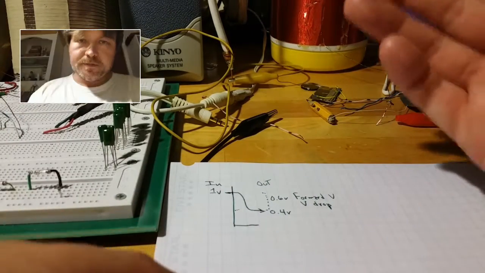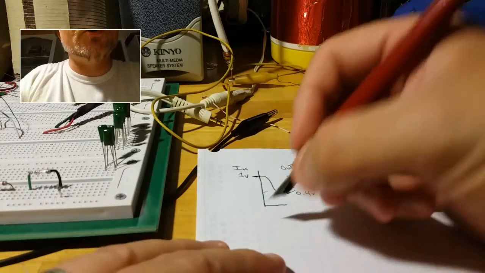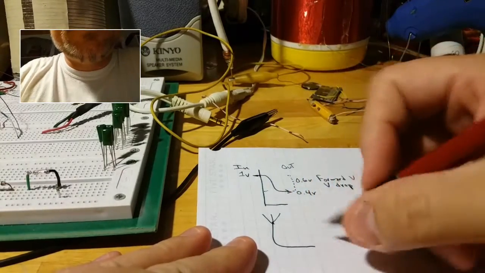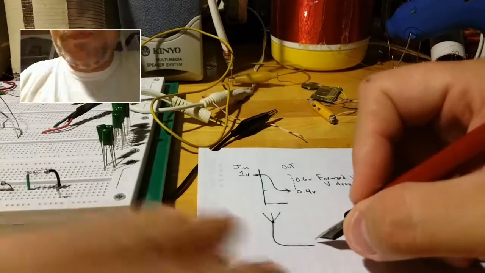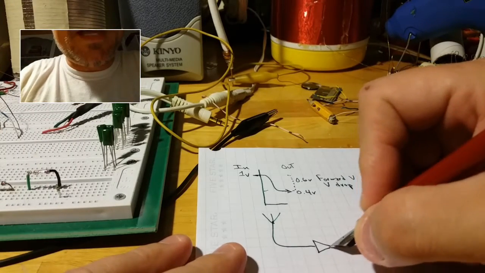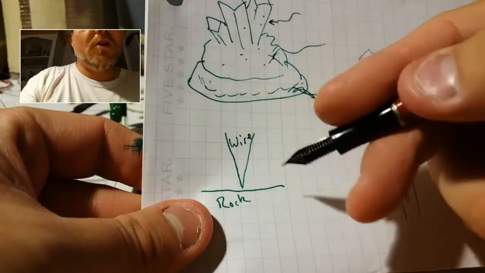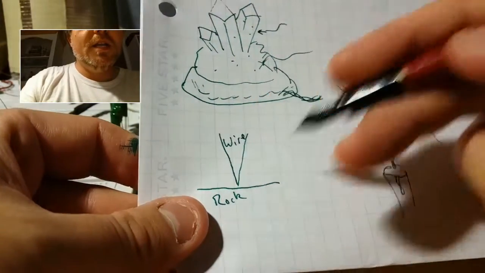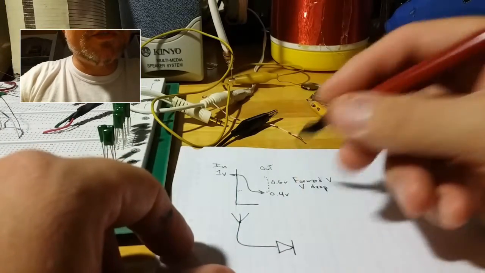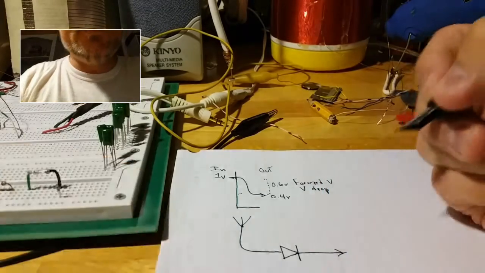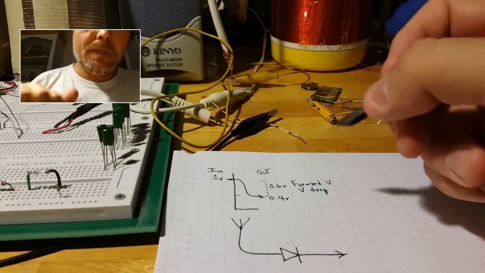Why is this important? Well, let's say that your antenna goes into a diode, and you'll notice the electronic schematic symbol for a diode looks an awful lot like the point of a wire hitting a substrate. Okay? The point of the wire hitting a substrate. This is essentially what we have in a crystal radio.